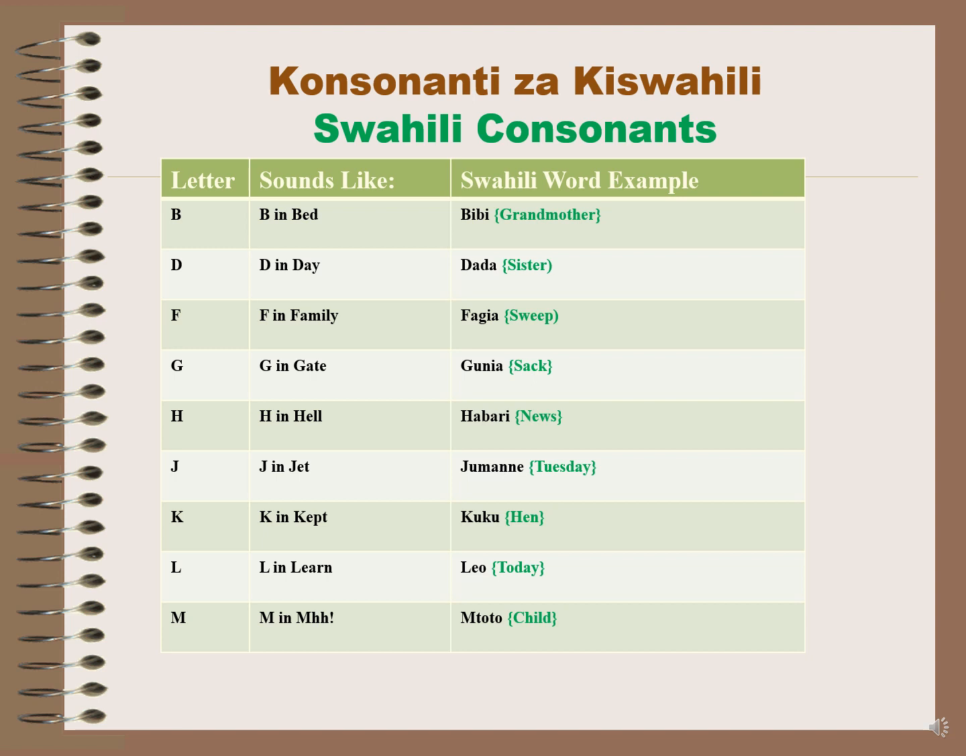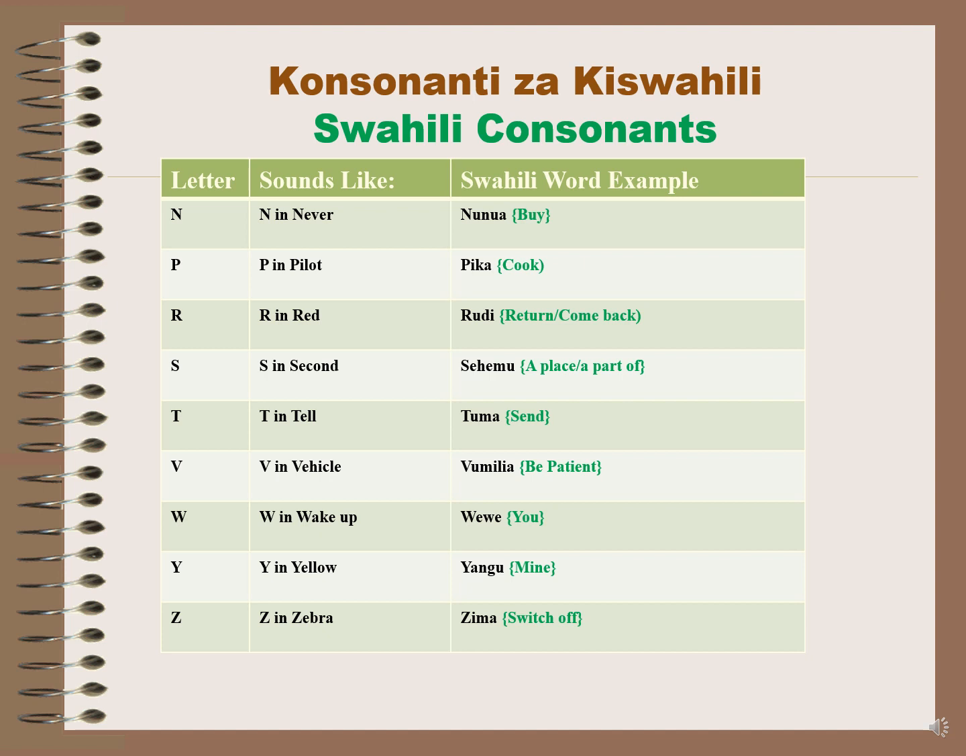M, or the M consonant in English, sounds like M in English, and the example that we have here for a Swahili word is mtoto, or in English, a child. Letter N or ne sounds like N in never in English, and the Swahili word example is nunua, meaning to buy.